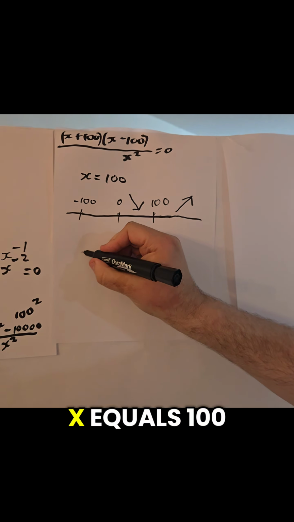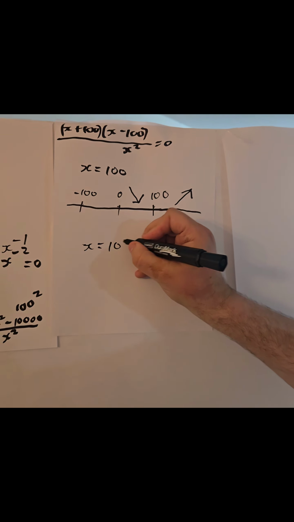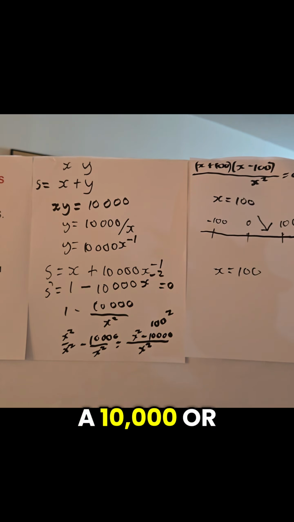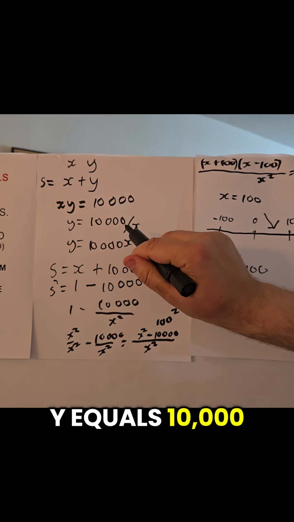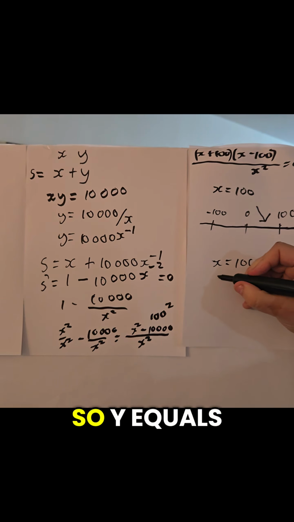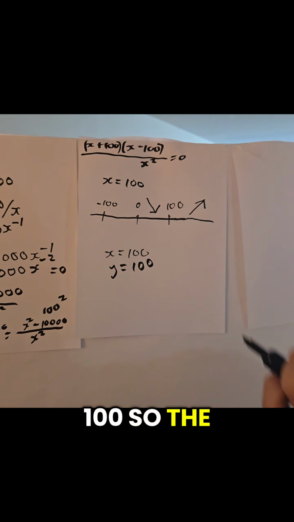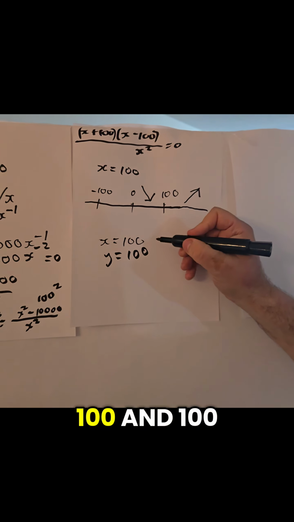So we know x equals 100. We're told x times y is 10,000, so y equals 10,000 divided by 100. So y equals 100. So the two numbers are 100 and 100.